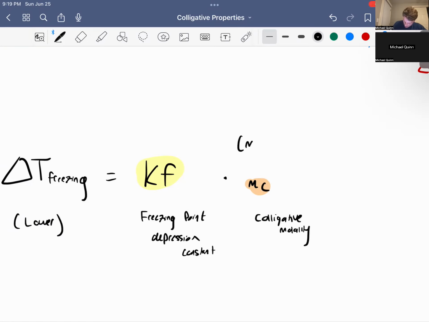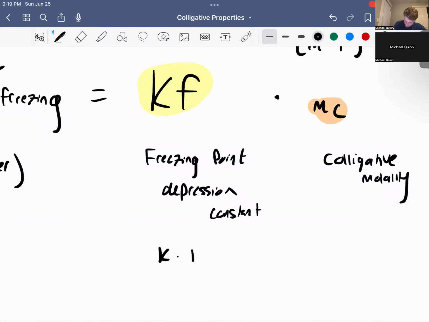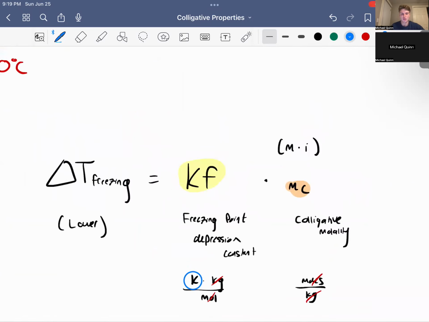This is M times I, and this will be Kelvin times kilogram per mole. This will be moles of solute over kilograms of solvent. That will cancel, that will cancel. We'll be left with Kelvin, which is what we want. We want a change in freezing temperature.